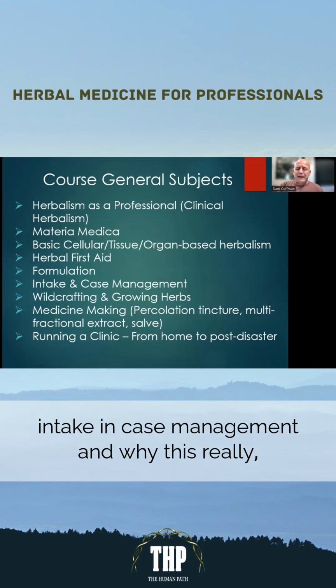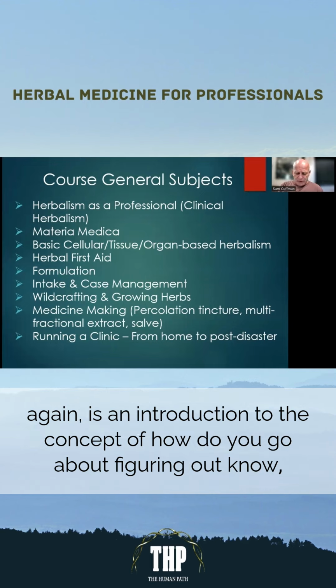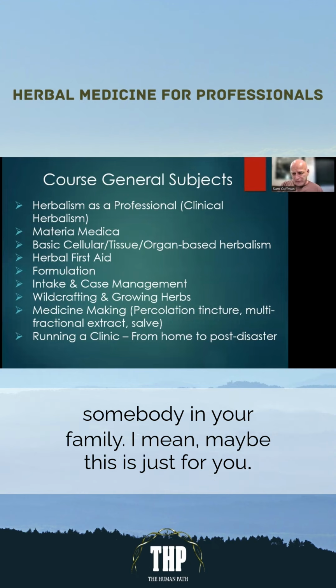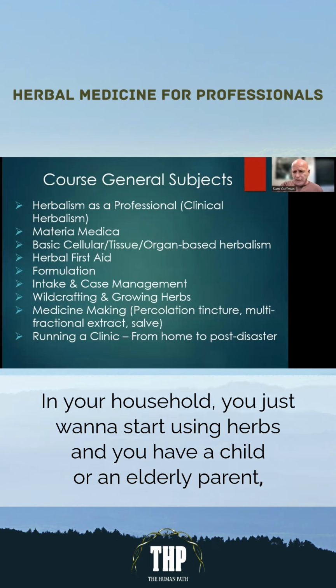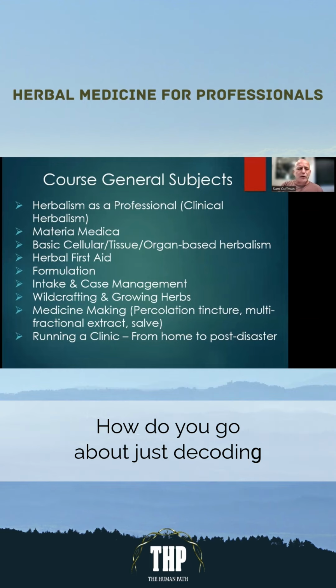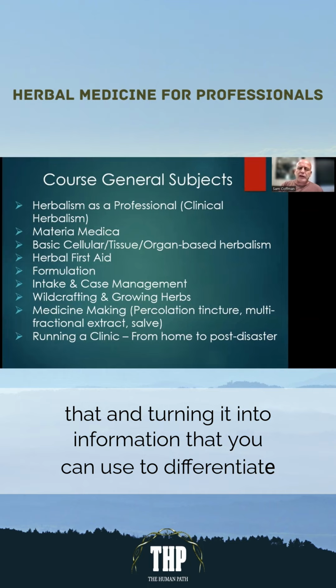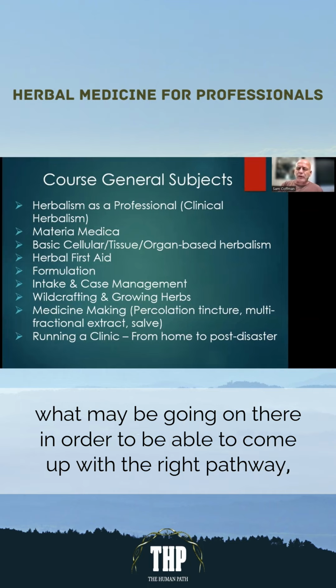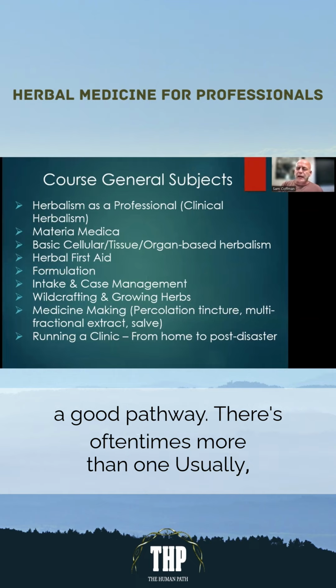Intake and case management, and by this really, again, just an introduction to the concept of how do you go about figuring out somebody in your family. I mean, maybe this is just for you. In your household, you just want to start using herbs, and you have a child or an elderly parent, somebody who has a problem, has a health issue. How do you go about just decoding that and turning it into information that you can use to differentiate what may be going on there in order to be able to come up with the right pathway, a good pathway?